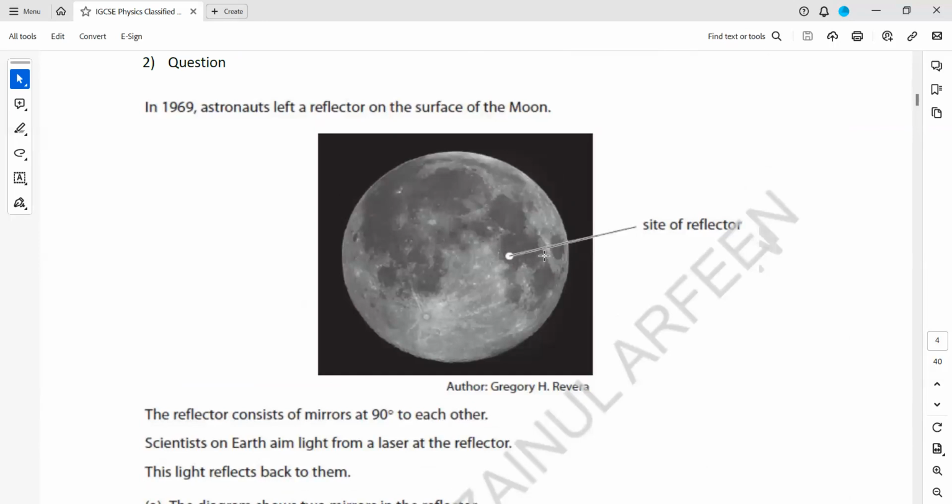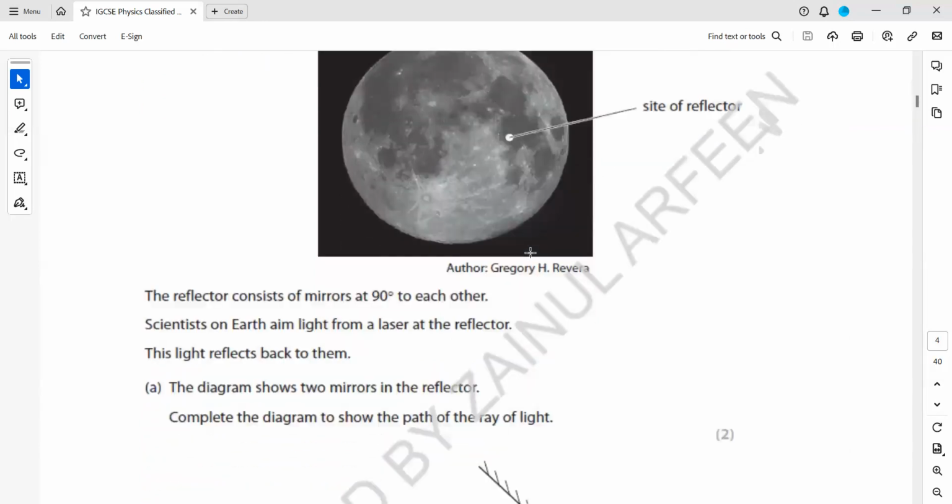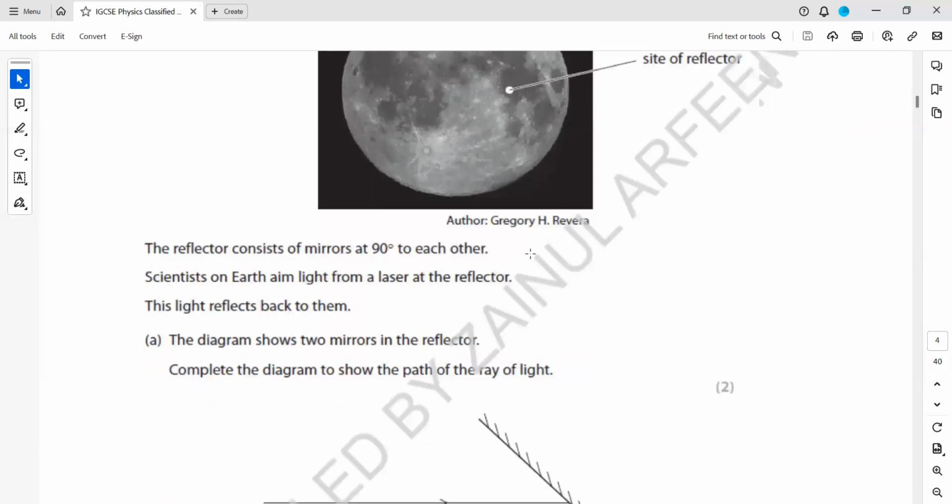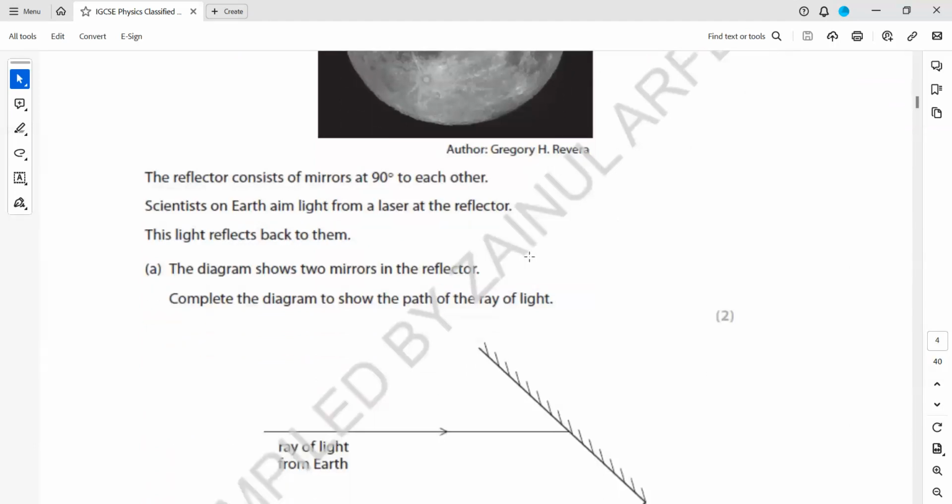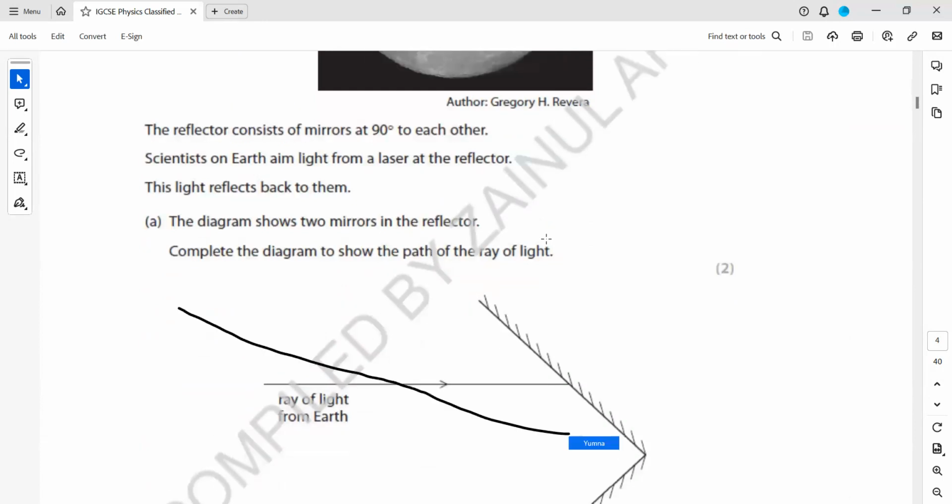So in 1969, astronauts left a reflector on the surface of the moon. The reflector consists of mirrors at an angle of 90 degrees to each other. The scientists on the Earth aim the light from a laser at the reflector, and the light reflects back to them.